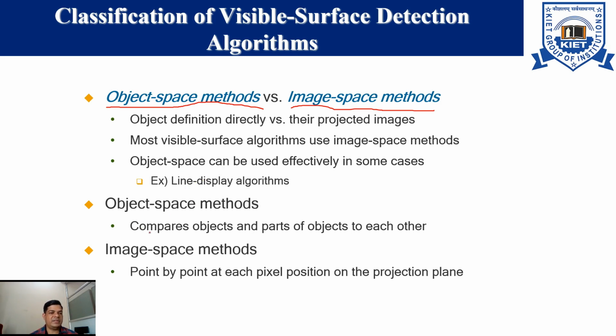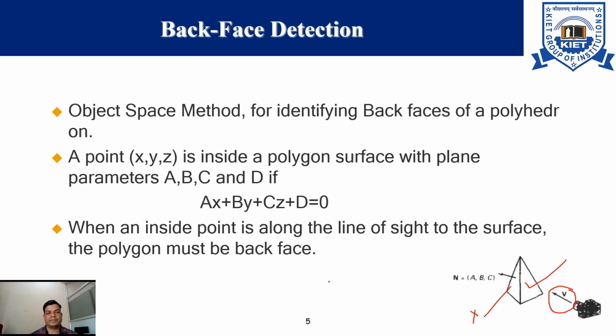In the object space method, it compares objects and parts of the object to each other, while in the image space method, it does a point by point comparison of the pixels on the projection plane. That means here we are dealing with pixel by pixel locations. So the first algorithm is backface detection, and this is an object space method. It identifies back faces of a polyhedron.